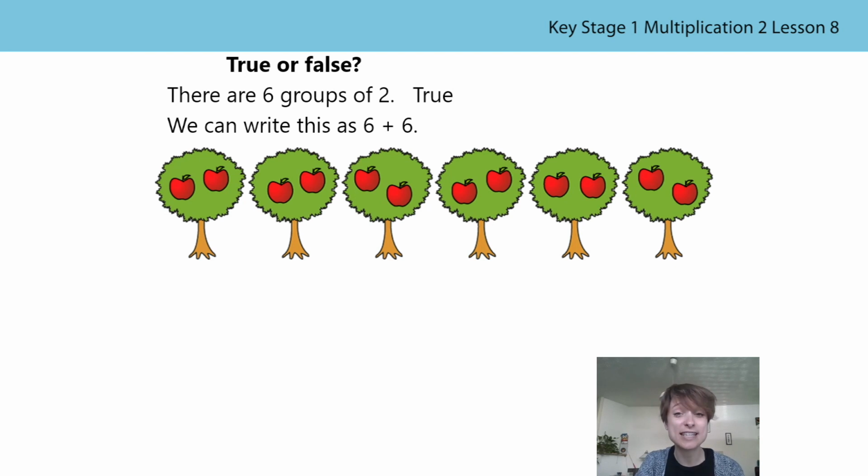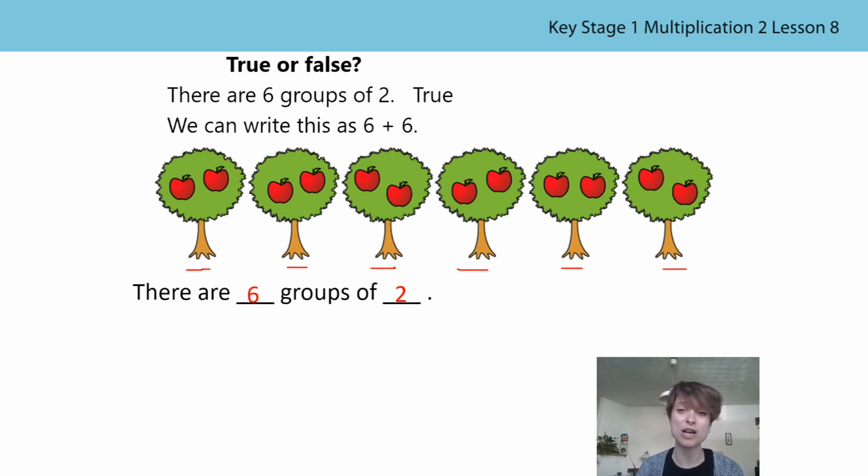Shall we use our sentence stems again? Let's have a go. There are 6 groups of 2. So we know that it's true, don't we? But to explain it further, what does the 6 represent? The 6 represents the number of trees, doesn't it? Shall we count how many trees there are together? 1 tree, 2 trees, 3 trees, 4 trees, 5 trees and 6 trees. So what does the 2 represent? The 2 represents the number of apples in each tree.